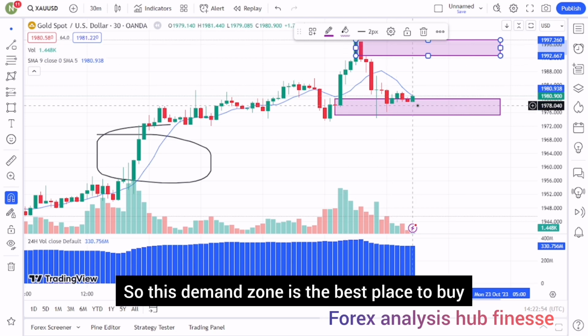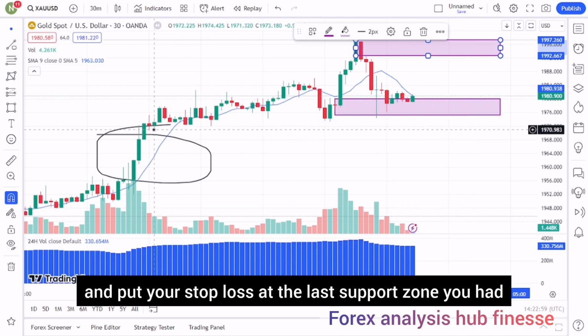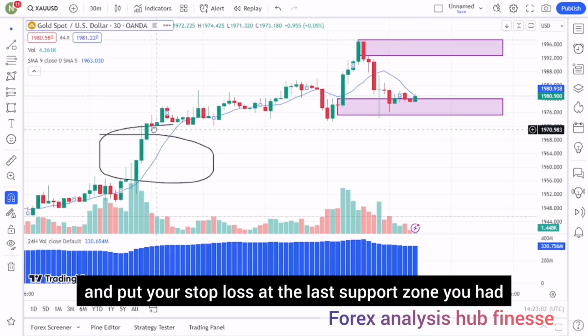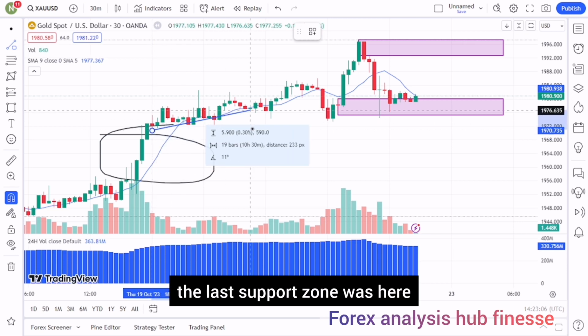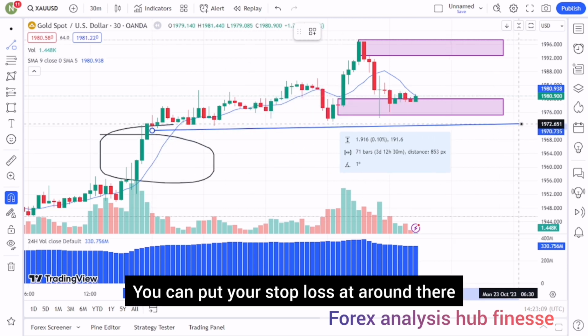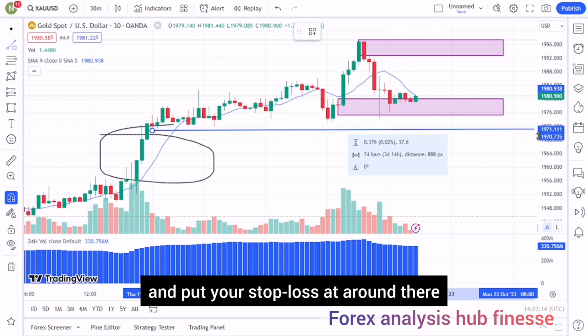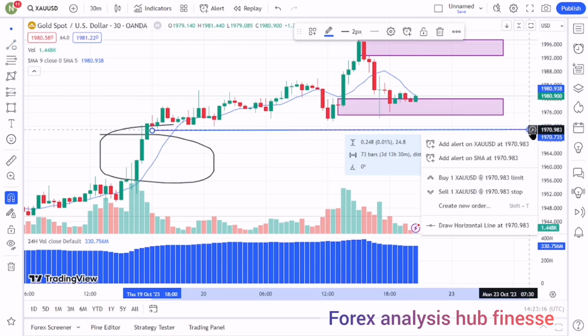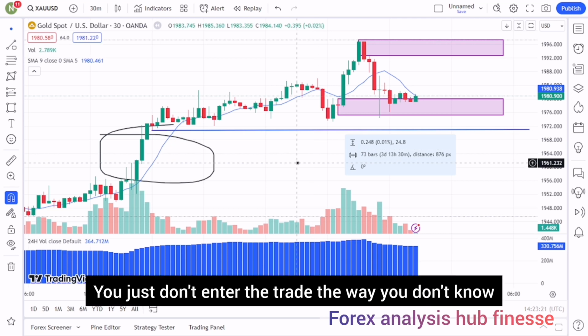So this demand zone, this is the best place to buy. You can buy here and put your stop loss at the last support zone you had. After the last support zone was here, you can put your stop loss at around there. You can buy this area and put your stop loss at around there. That is being strategic. You just don't enter the trade the way you don't know.